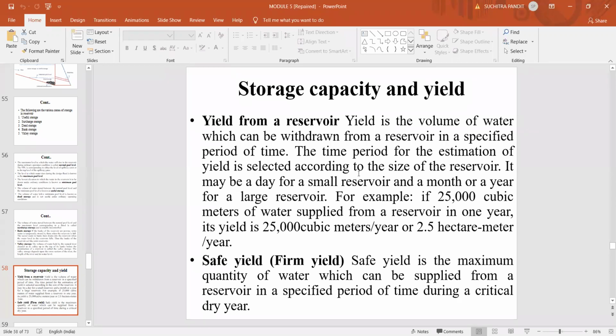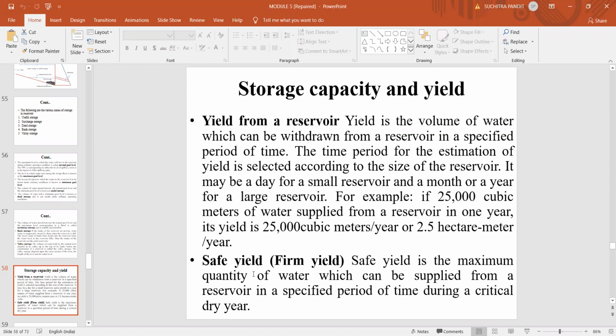So it depends on the demand on the downstream side, whether the reservoir is a single purpose reservoir. In case of a single purpose reservoir, the storage capacity will be less because it serves only one purpose. Suppose it is a multi-purpose reservoir, the demand is more. So hence the water storage is more and it serves many purposes. In such a case, the yield is determined based on the demand on the downstream side.